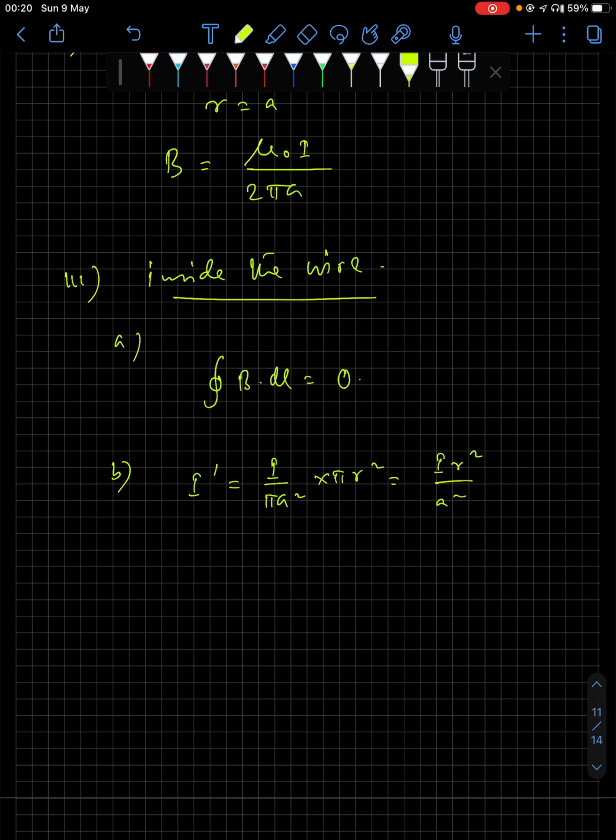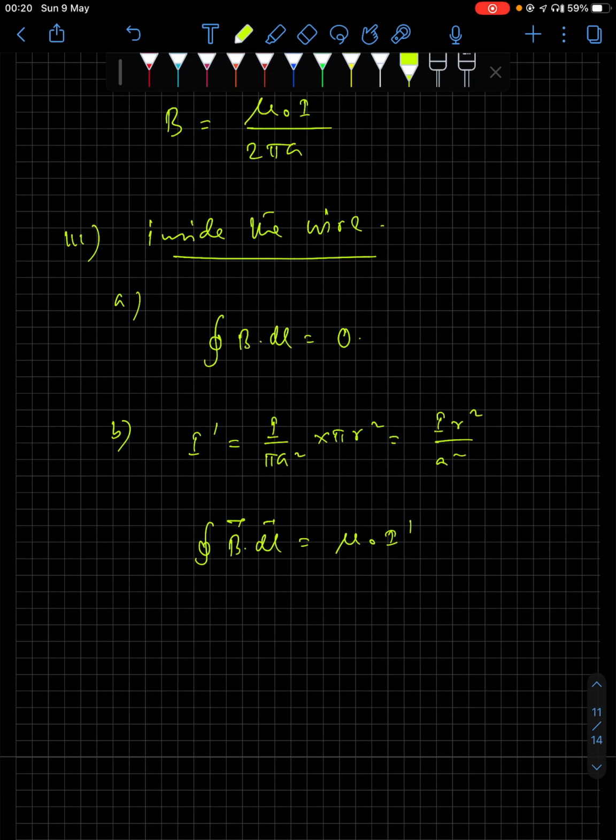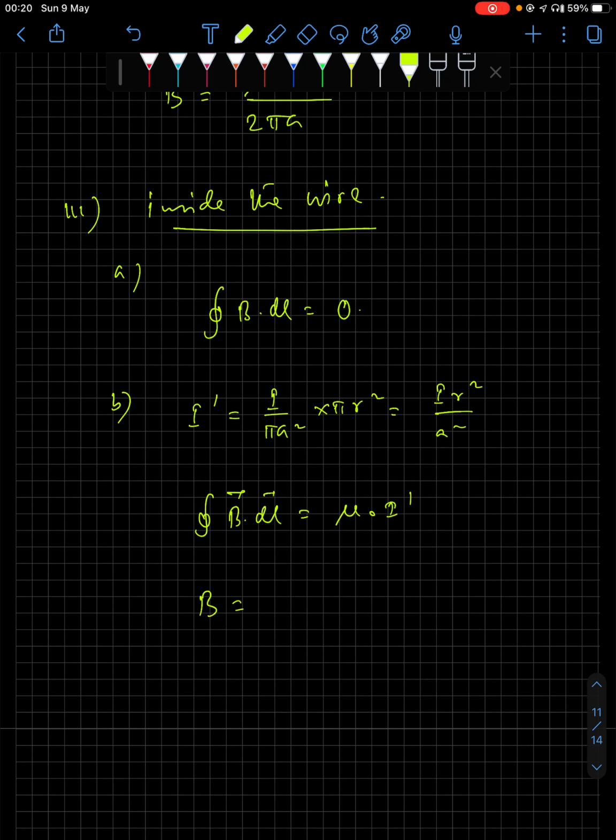Okay, so this is the second situation. Here now if you use integral B dot dl, that will be equal to mu naught I prime, right? So once you put the value and do the calculation, I'm straight away putting the last step: mu naught I r divided by 2 pi a square. So this is the relation when the wire carries current I uniformly.